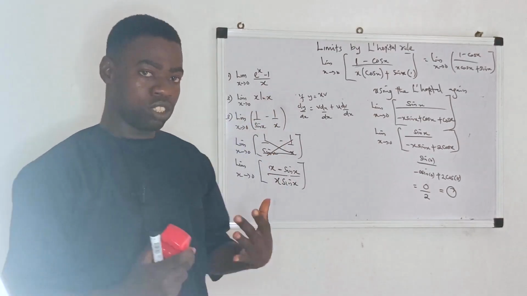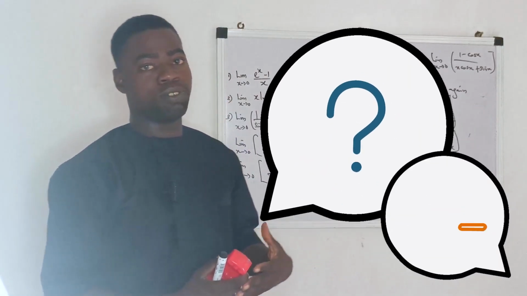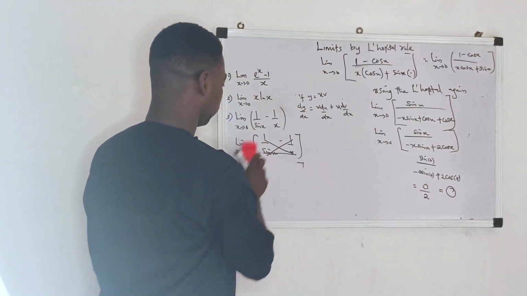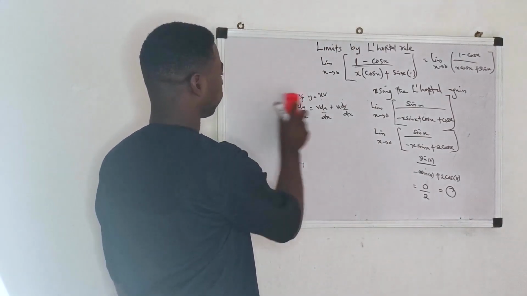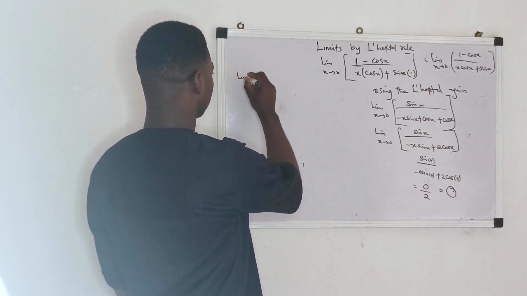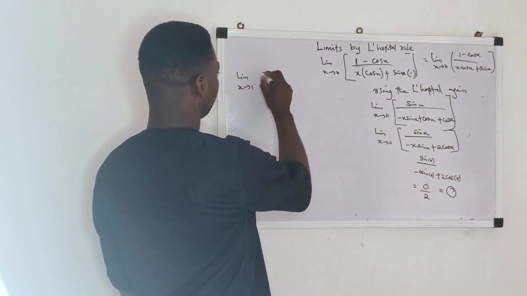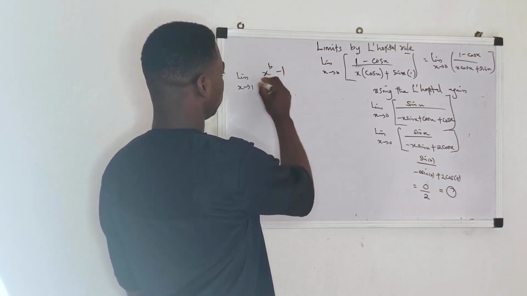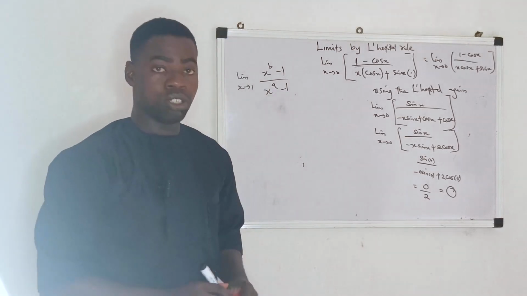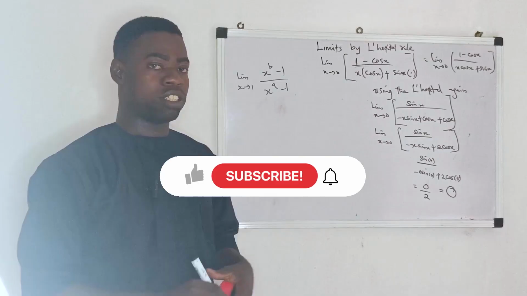But I'm going to leave you with just this question so you can try it, and then you can leave your solution at the comment section. Okay, so just try this. The limit as x approaches 1 of x raised to the power of b minus 1 divided by x raised to the power of a minus 1. Leave your solution at the comment section.